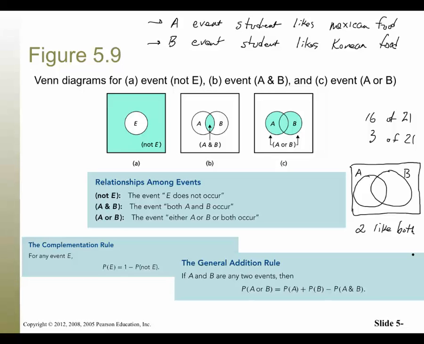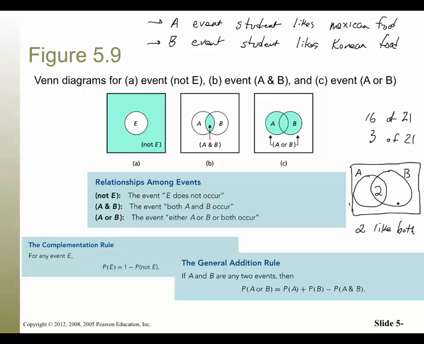Okay, so where am I going to put 16 in the diagram? Nowhere, right? Because the 16 is the total of everyone who likes Mexican food, which includes those who don't like Korean and those who do like Korean food. So what about the 3? Where can I put the 3? Well, same thing. The 3 is the total of everyone who likes Korean food, which is those who also like Mexican and those who don't. Okay, so 2 like both. We can put the 2 there.